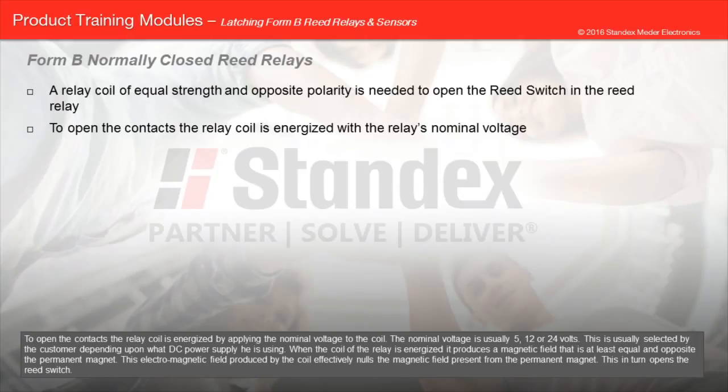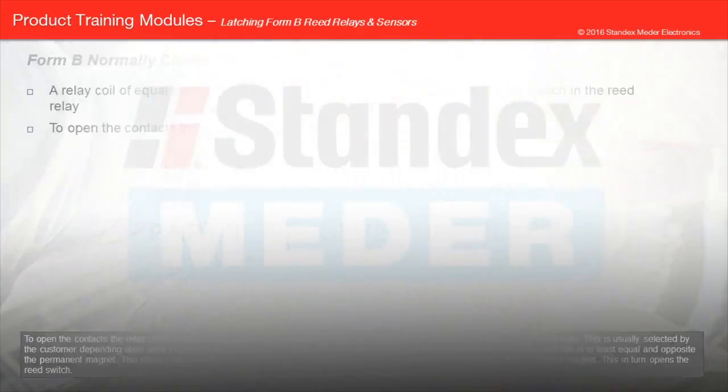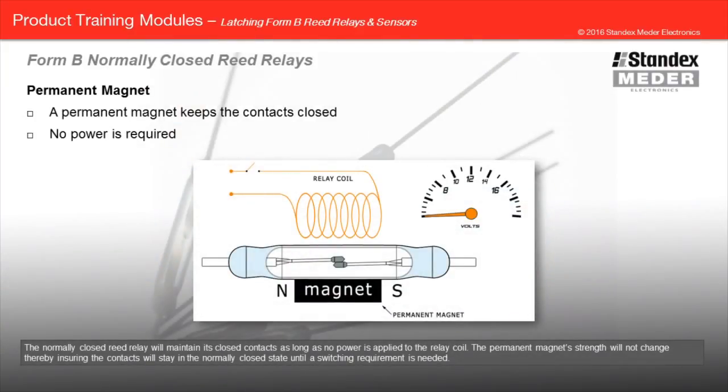When the coil of the relay is energized, it produces a magnetic field that is at least equal and opposite to the permanent magnet. This electromagnetic field produced by the coil effectively nulls the magnetic field present from the permanent magnet. This in turn opens the reed switch. The normally closed reed relay will maintain its closed contacts as long as no power is applied to the relay coil. The permanent magnet's strength will not change, thereby ensuring the contacts will stay in the normally closed state until a switching requirement is needed.